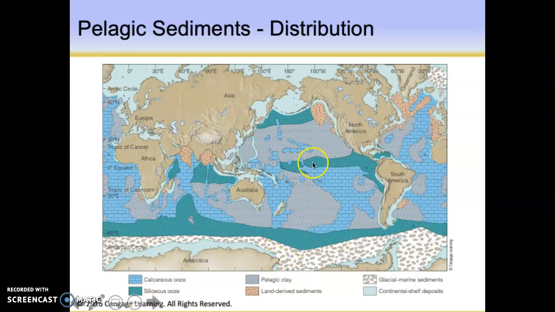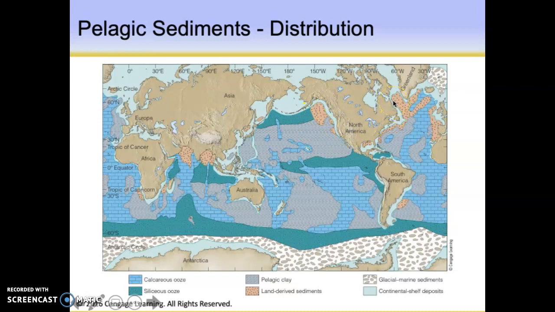And then in some places, we don't get either kind of ooze. We actually get clay, the pelagic clay. Remember, this is going to be from dust and ash that is blown off the land. That's a terrigenous sediment. That's this gray color. And then the land-derived sediments, really what they're referring to is terrigenous sediments like turbidites and things like that. That's the orange pattern. And you can see that dominates in places where we have some big rivers emptying into the ocean. Up here, it could be partly due to the volcanic activity, as well as the mountain range growing up and shedding a lot of sediments.